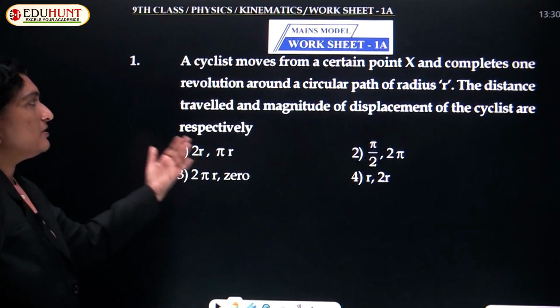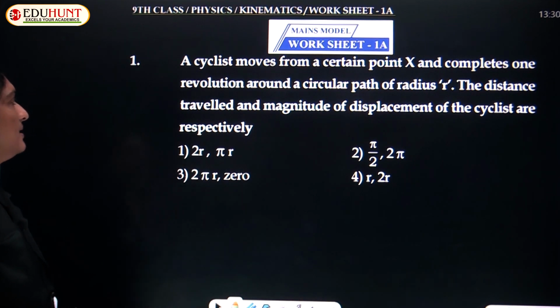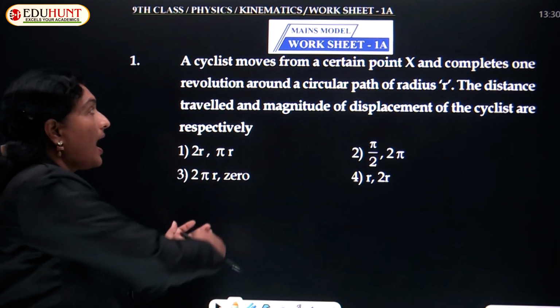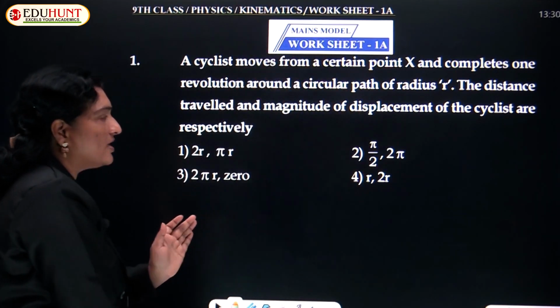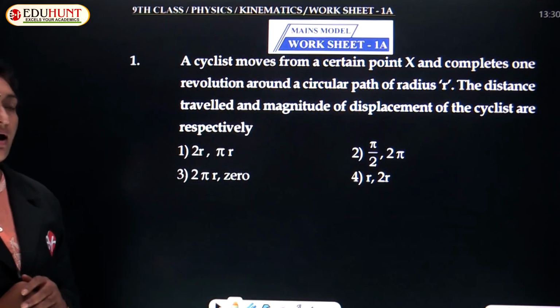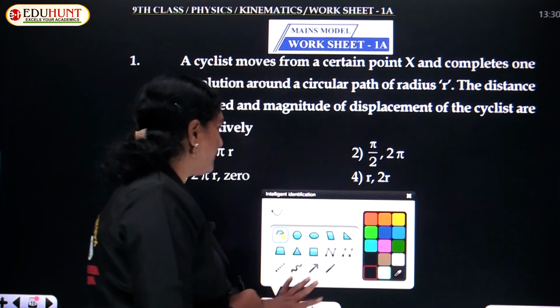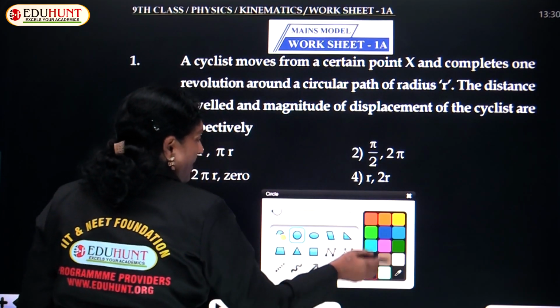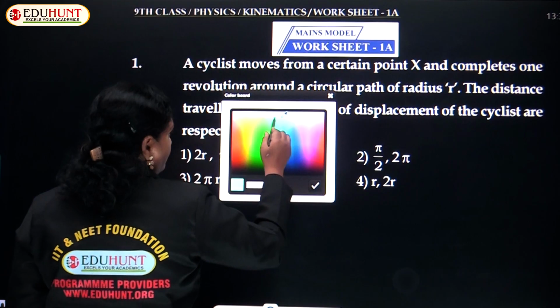So now let us move to the exercise 1A from the same chapter. Okay, here we go with, moving to the worksheet 1A of kinematics. First question: a cyclist moves from a certain point X and completes one revolution around a circular path of radius R. So what is given? So there is a cyclist who covers a path length.